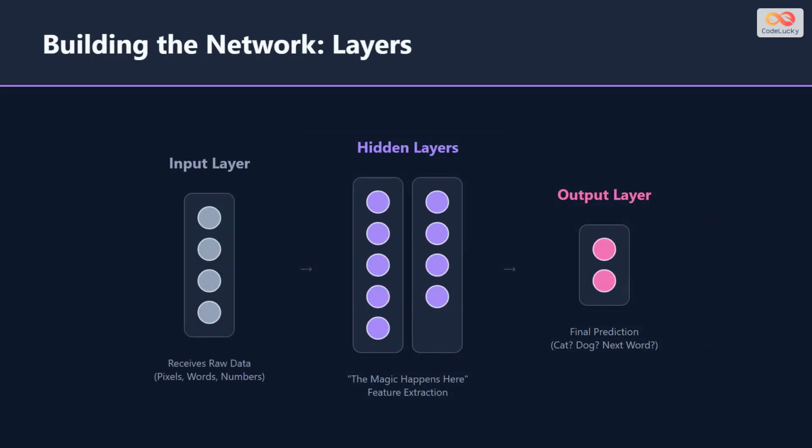A single neuron cannot do much, but when we connect them, we get a network. We organize them into layers. First, the input layer receives the raw data. Then, the data moves through hidden layers. This is where the magic happens. These layers extract features and patterns. Finally, the output layer gives us the result, like predicting if an image contains a cat or a dog.